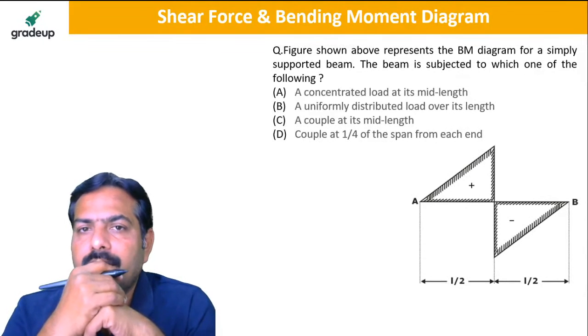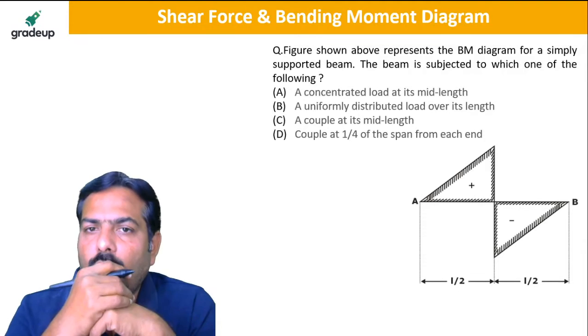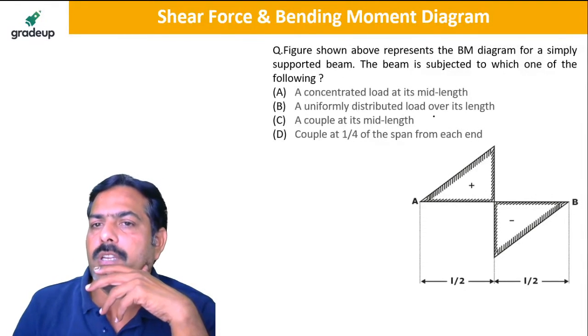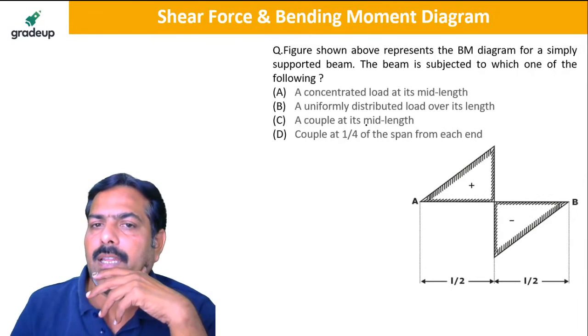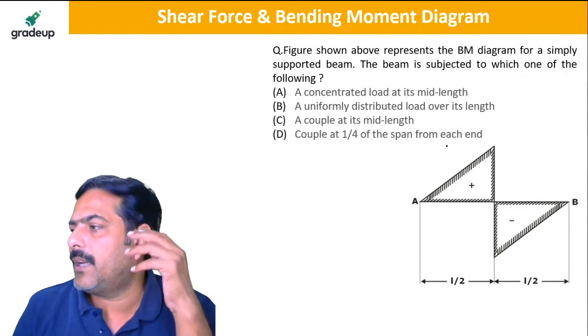Right. Let's see this. The figure shown above represents a bending moment diagram of a simply supported beam. The beam is subjected to which one of the following? A concentrated load at the mid length, a uniformly distributed load over the entire length, a couple at the mid length, or a couple at L/4 from each end.